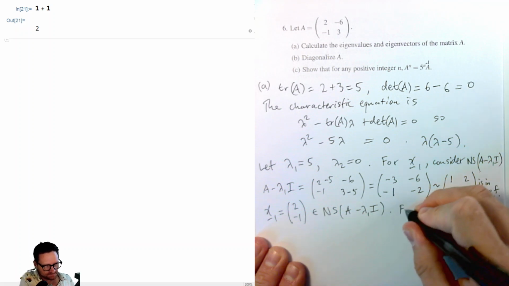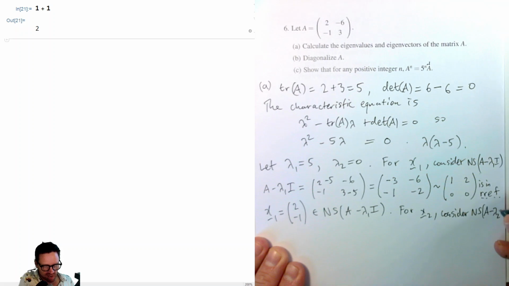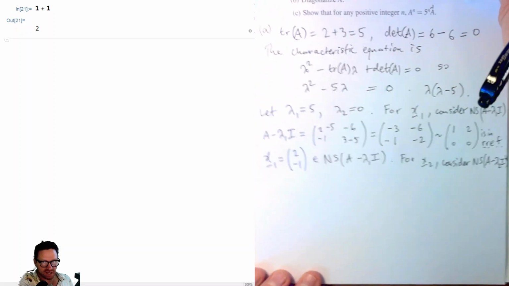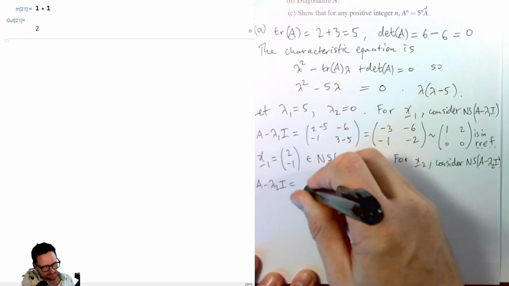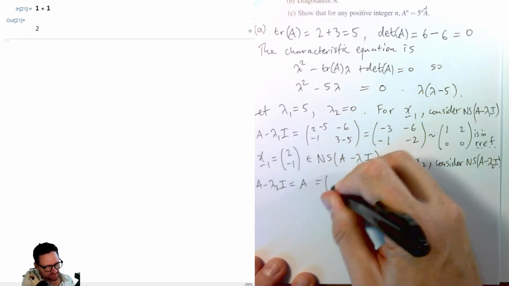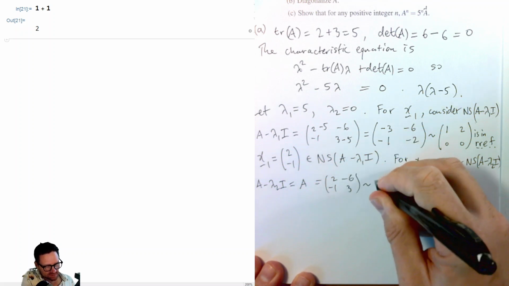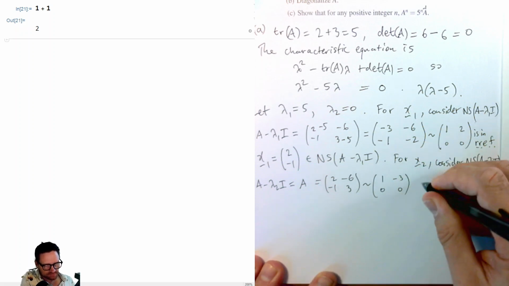Okay, now for x2, we consider the null space of A minus lambda 2I. But lambda 2 is 0, so A minus lambda 2I is just A in this case.